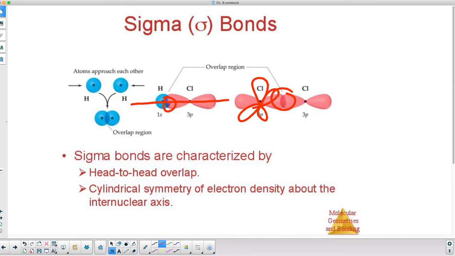Notice that this part of, I should use a different color. Notice that this part of my p orbital is overlapping with the s part right there. Notice that this part of my p orbital is overlapping with this part of my p orbital on the internuclear axis. Okay, so the overlap ends up right there. So that's end-to-end. If it's a sigma bond, that means it's end-to-end overlapping, and people are confused by that.